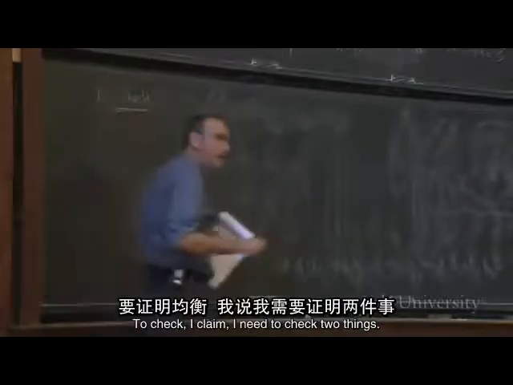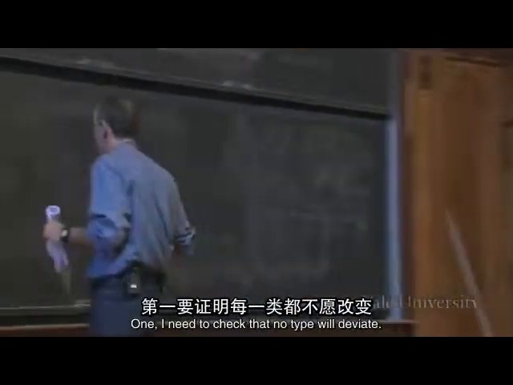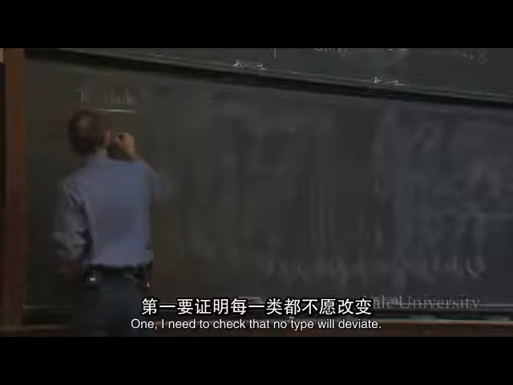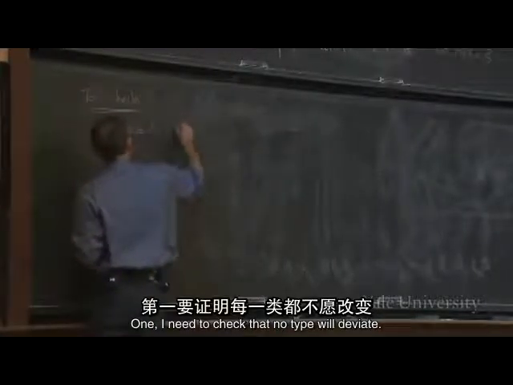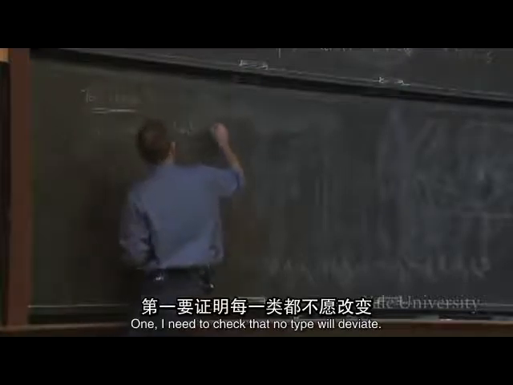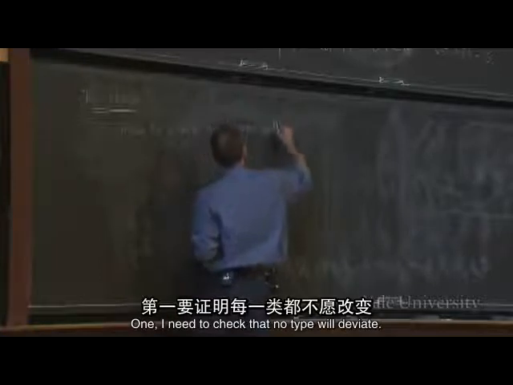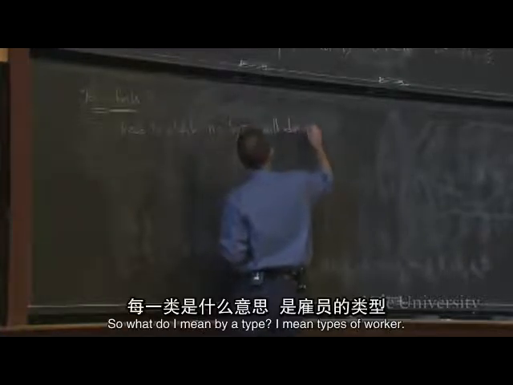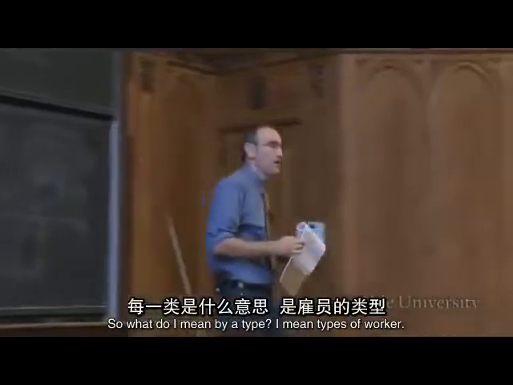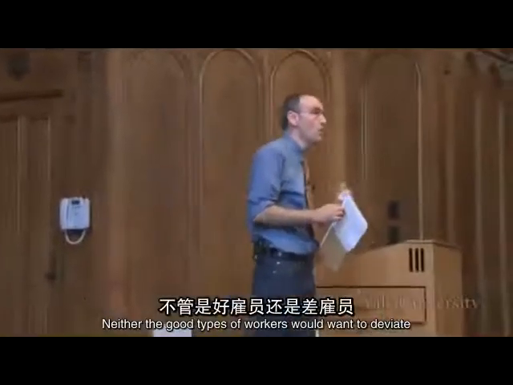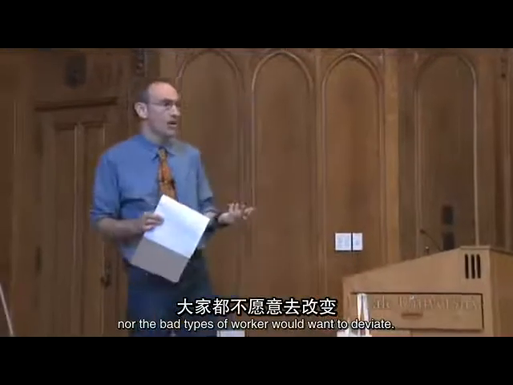To check, I claim I need to check 2 things. One, I need to check that no type will deviate. So what do I mean by a type? I mean types of worker. Neither the good types of workers will want to deviate, nor the bad types of worker will want to deviate.